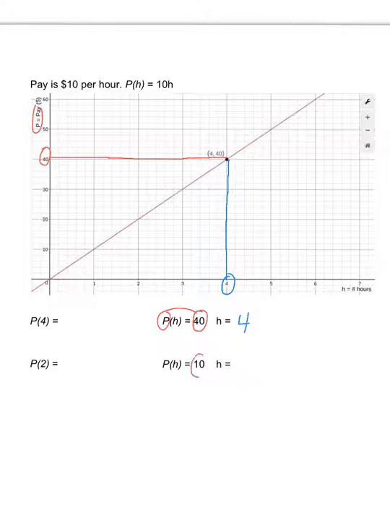And we do the same thing with the next problem. We see that they give us that P is 10, so we find that. We go over, find the point, and then go down to find the H, and that is 1. So in this case, they gave you the y-axis, the P, and then you had to go find the X, or in this case, the H.